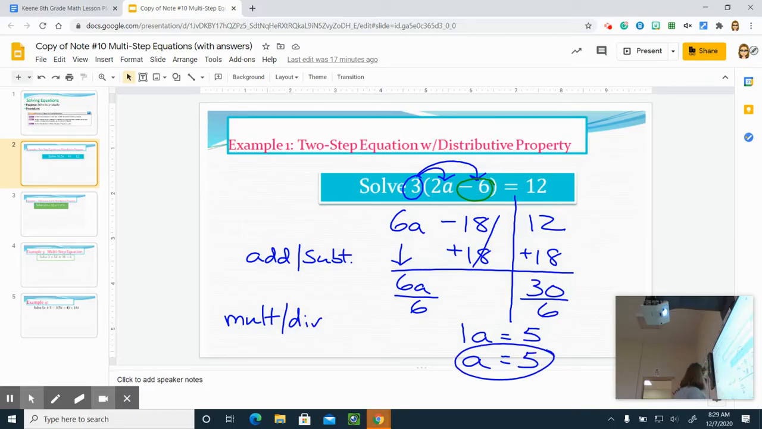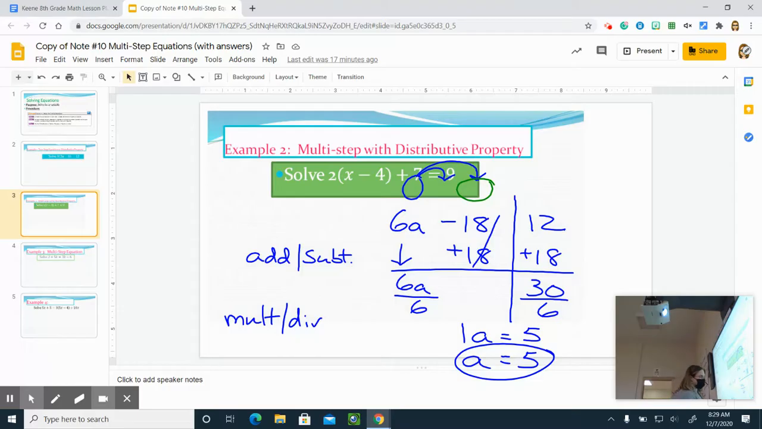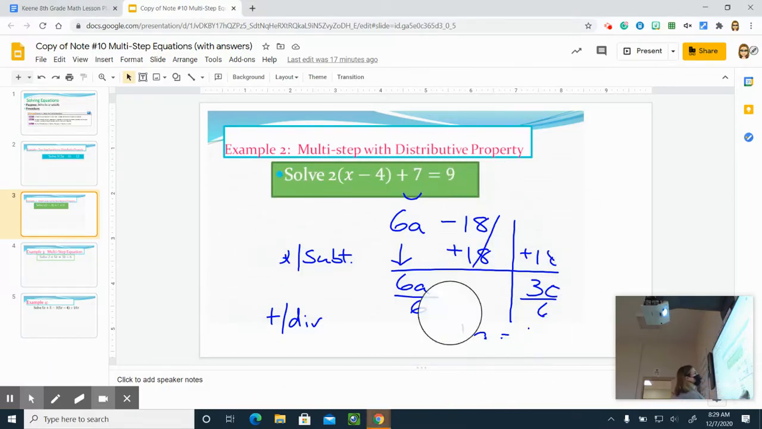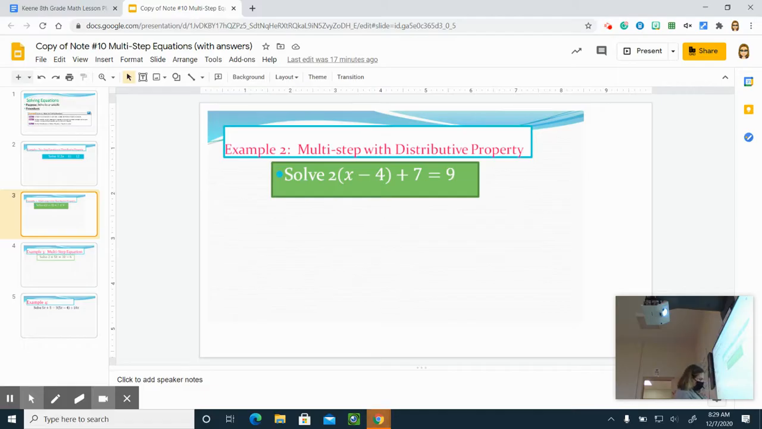All right, let's show you one with a little more complications to it. Okay, so now we have distributive property again. All right, and we're going to multiply. We're going to take care of that distributive property first. So 2 times x is 2x, and then 2 times -4 is -8. Now I haven't done anything with the 7, so I'm going to put plus 7 equals 9.